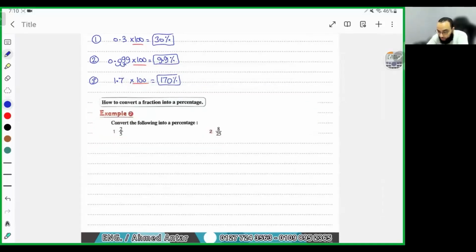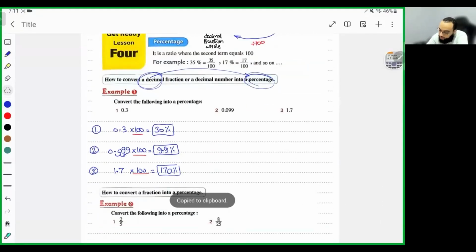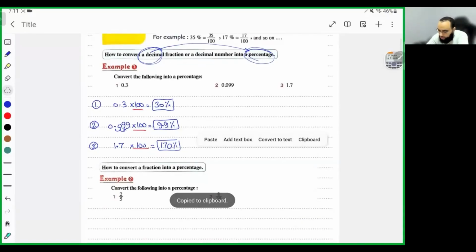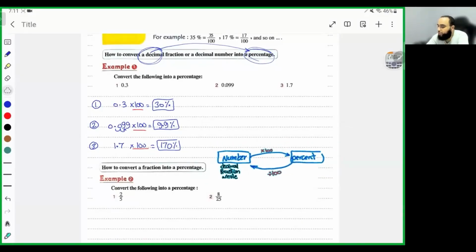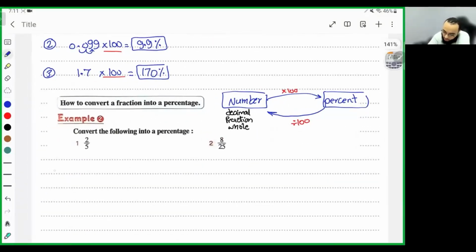Actually, the fraction is also a number. It's the same rule. The fraction is a number. So we have a fraction which is actually a number. We want to convert it into a percentage, then we have to multiply it by 100. Imagine, if we want to convert this fraction into a percentage, then you have to multiply it by what?